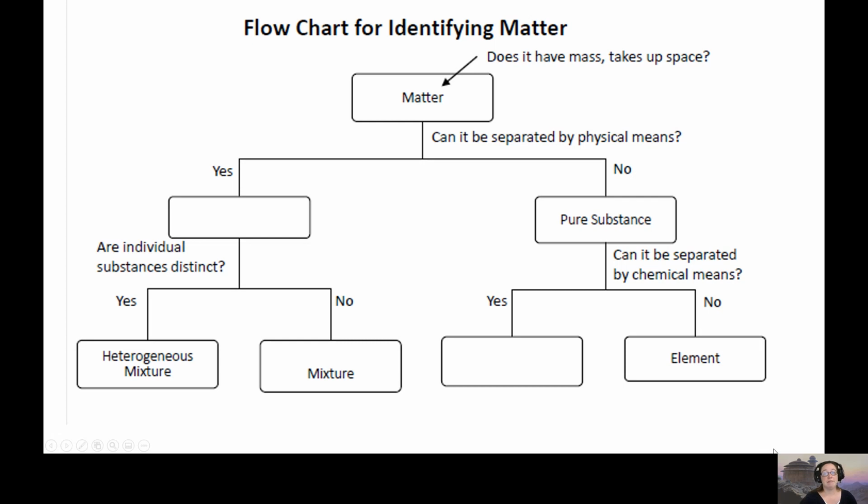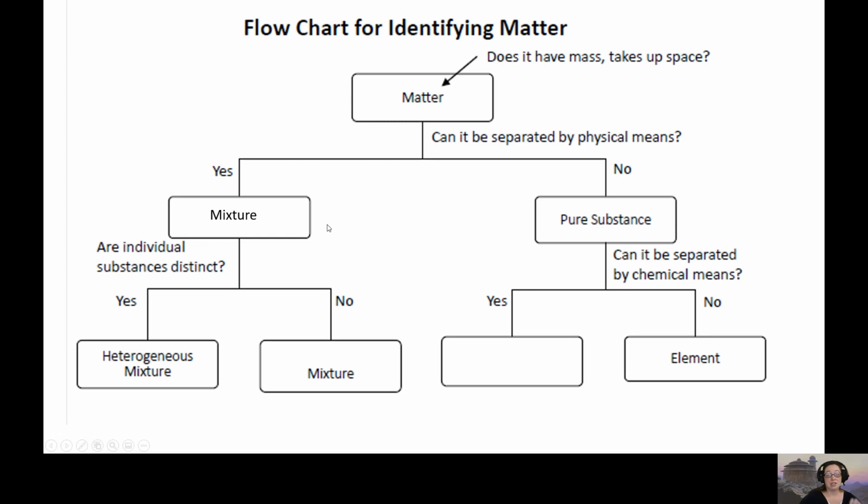So there's a flowchart for identifying matter in your notes. And the first question you have to ask yourself is, does it have mass and does it take up space? If it has mass and takes up space, then it's definitely matter. If it doesn't have mass or it doesn't take up space, then you're looking at some form of energy. So once you've determined that you're looking at matter, the next question you have to ask is, can it be separated by physical means? If the answer is yes, then you have a mixture.